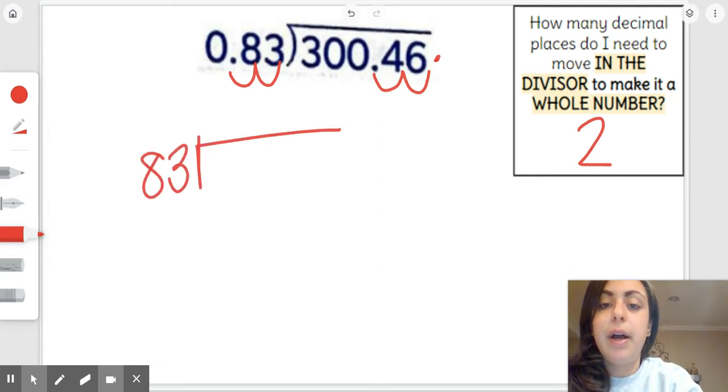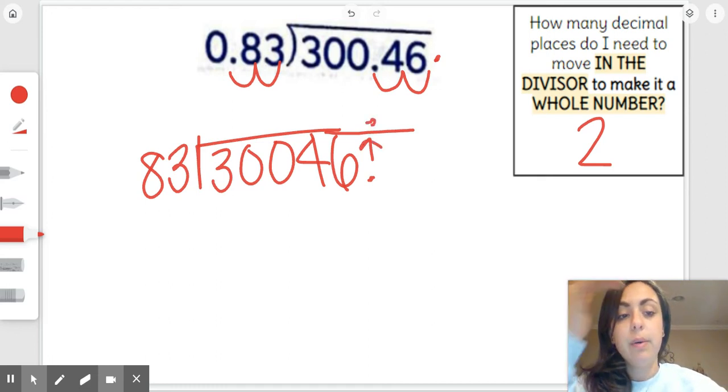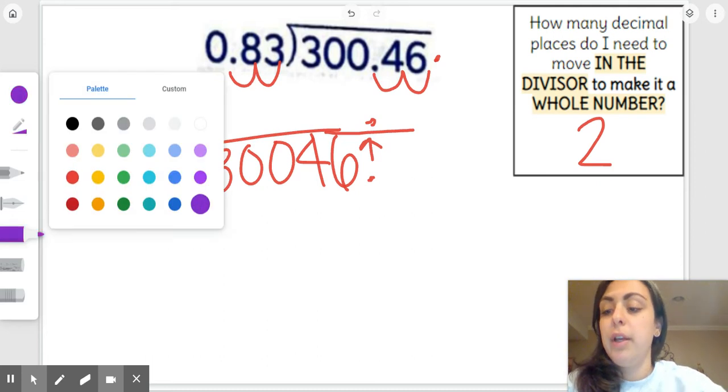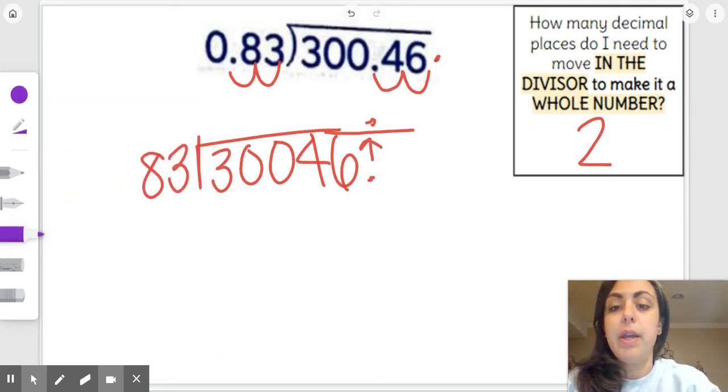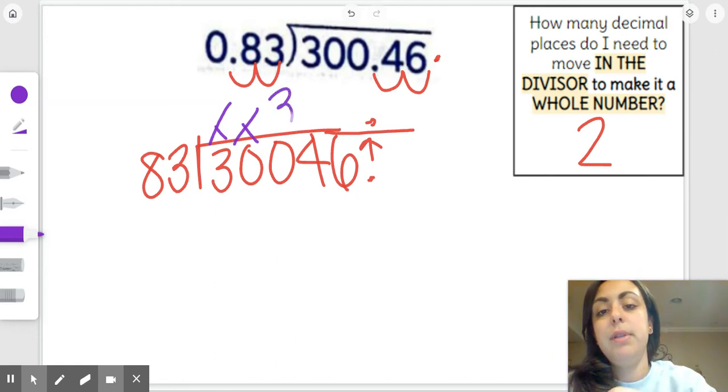83 divided by 30046 with the decimal all the way here at the end. And like I said before, we're going to put it back into our answer so we know where it belongs when we solve. And now I'm just going to solve regularly. Okay, so I know 83 can't go into 3, can't go into 30, but it can go into 300. And I know that 83 can go into 300 3 times.